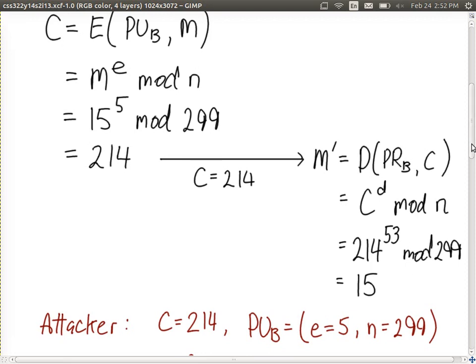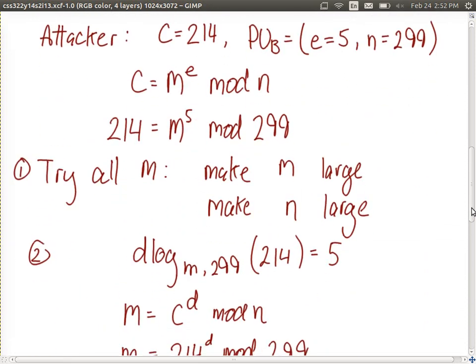And we said the attacker knows the ciphertext, that's a given. They know the public key, E and N. So there are different approaches the attacker can take.